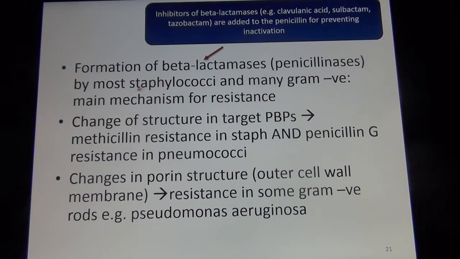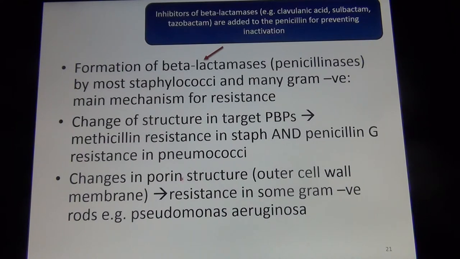Formation of beta-lactamases by most staphylococci and many gram-negative bacteria is the main mechanism of resistance to penicillins. There are inhibitors of beta-lactamases, for example clavulanic acid, sulbactam and tazobactam, which are added to the penicillin to prevent inactivation by the beta-lactamases. Change of structure in the target penicillin-binding proteins has led to methicillin resistance in Staphylococcus and also penicillin G resistance in pneumococci.